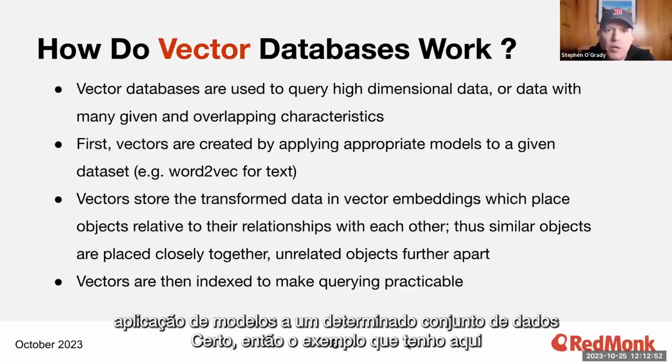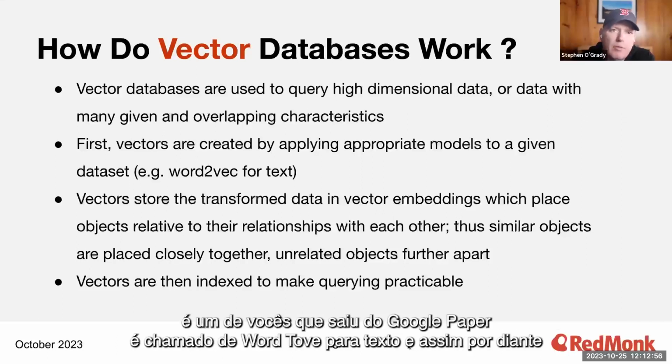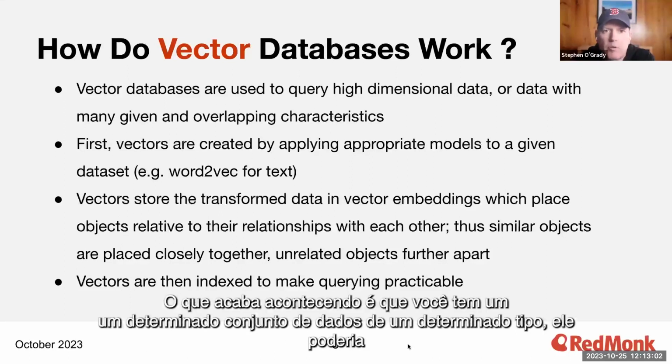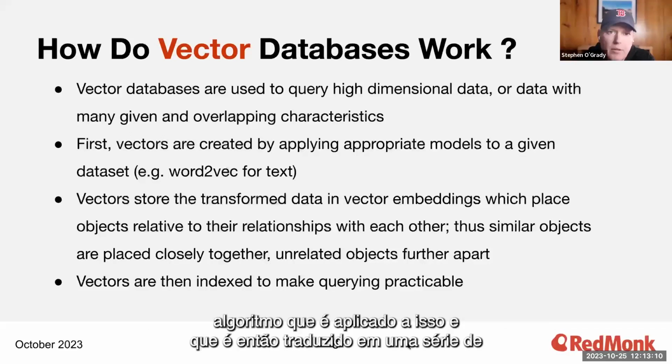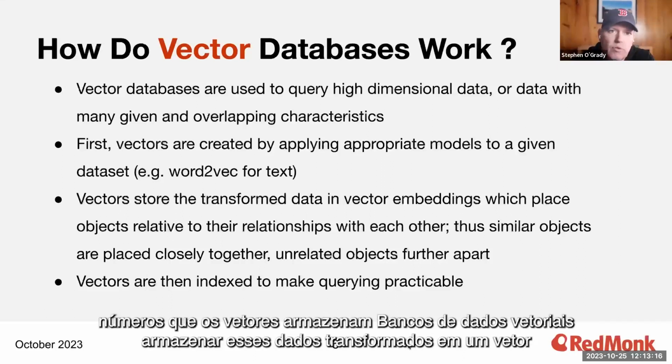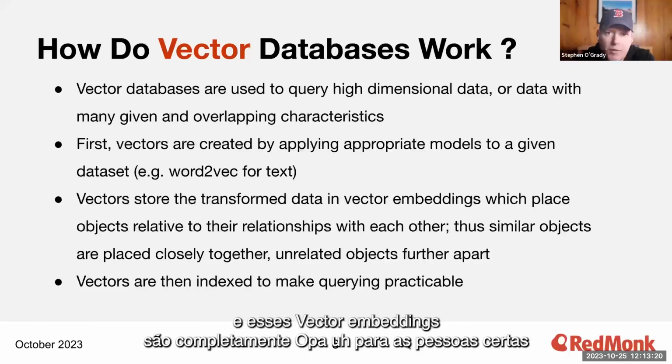And vectors are created by applying models to a given data set, right? So the example that I have in here is one that came out of a Google paper. It's called Word2Vec for text. And so what ends up happening is you have a given data set of a given type. It could be text, images, audio, you name it. And there is a model or an algorithm that is applied to that. And that is then translated into a series of numbers. Vector databases store this transformed data in vector embeddings.